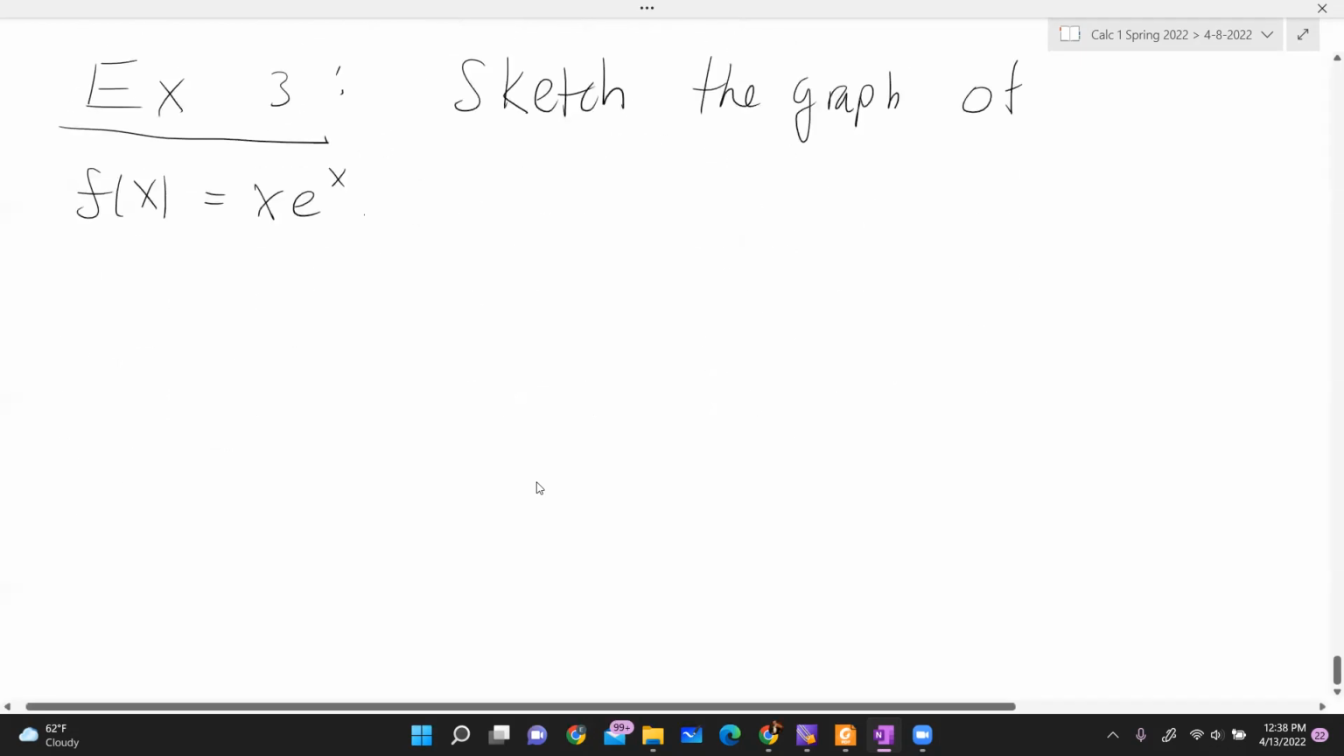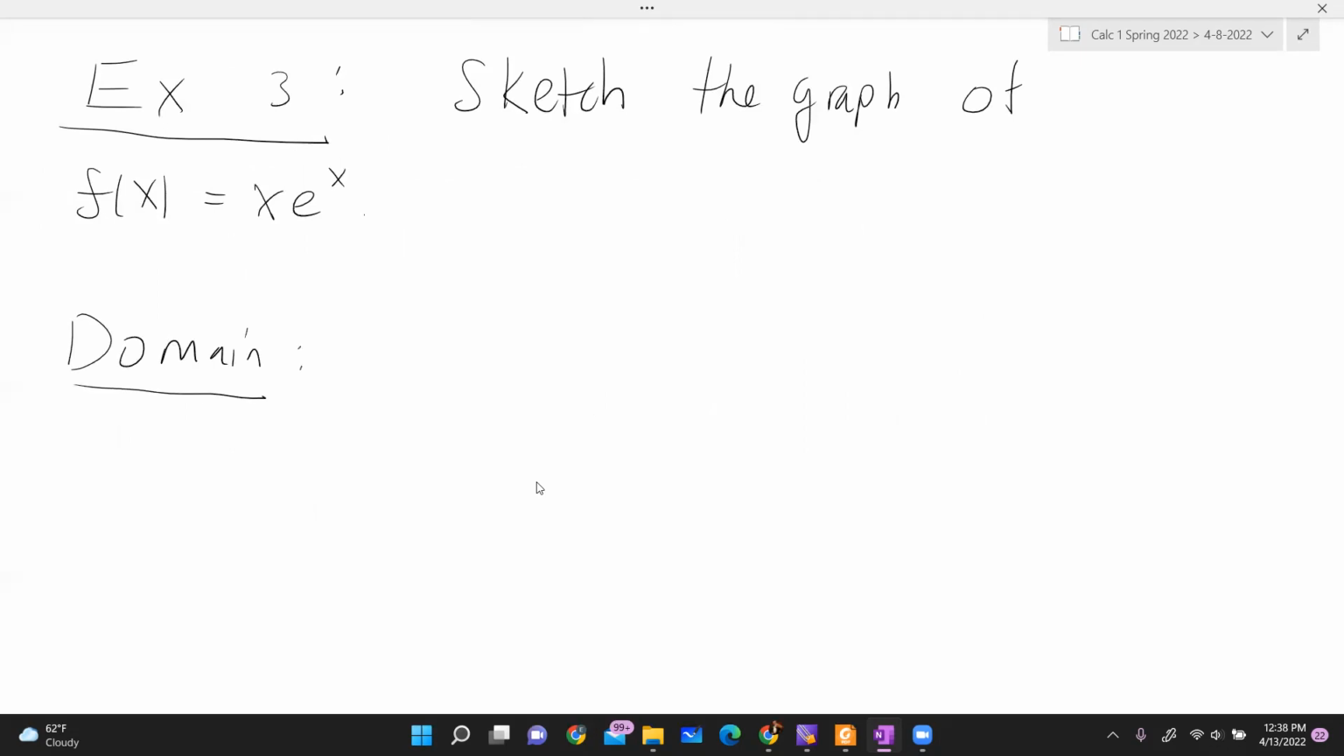So the first step is to find out where this function is defined, because those will be the only places we can plot or sketch this function. But in this case, the domain is pretty easy. The domain is just every real number. There are no restrictions. The function x is defined everywhere, and the function e to the x is defined everywhere. So their product is defined everywhere.